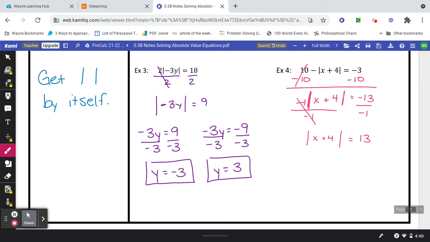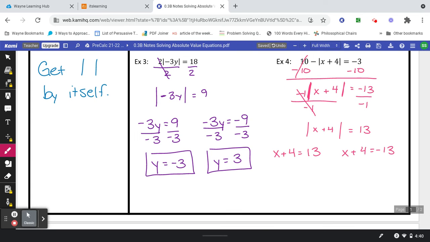Now it's time to set both, write two equations. One equals positive, one equals negative. Take a moment and try that. All right, your two equations should look like that. And then you just solve by subtracting 4.